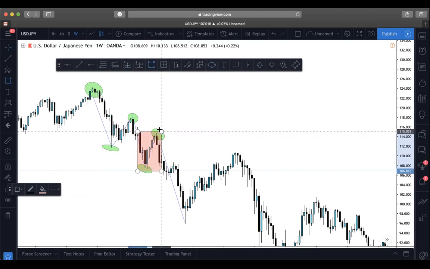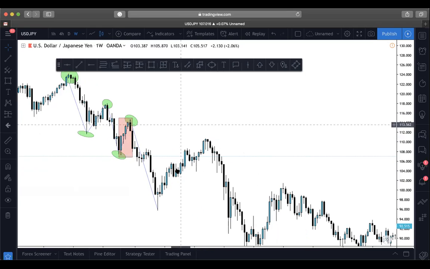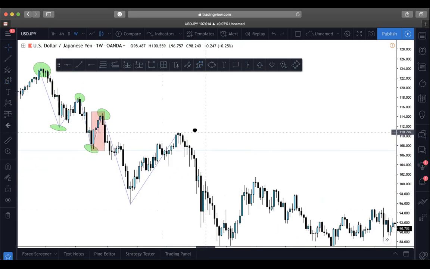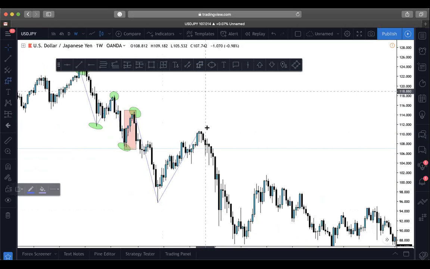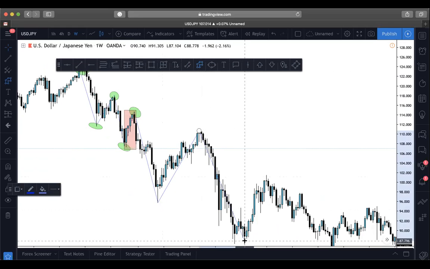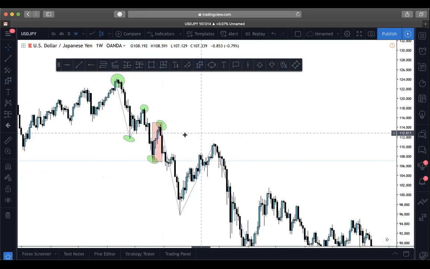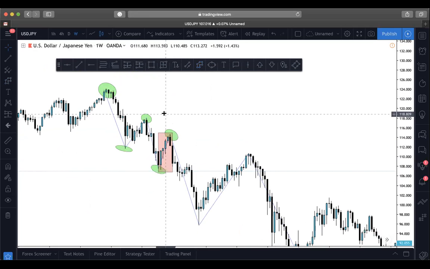This is a pullback, as you can see. Now clearly, this is a downtrend, right? On the weekly time frame, this is a downtrend. Even this was a lower high, right? And it's still coming down, right? So clearly this is a downtrend on the weekly time frame.